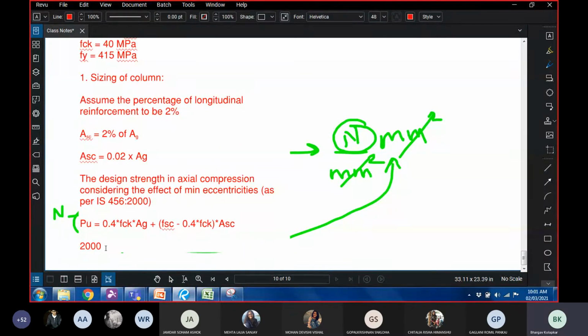So this 2000 is in kilonewton. To convert it in Newton, I'll multiply it by 1000. This is equal to 0.4 times FCK, which is 40, times the gross area. This is the area that we do not know yet. Plus FSC. Please make a small correction here. This FSC is actually 0.67 times Fy.